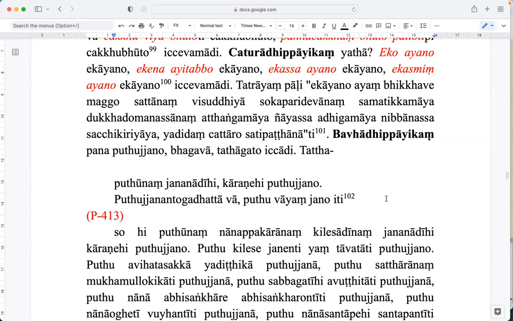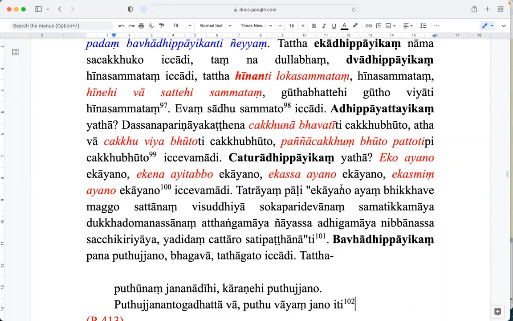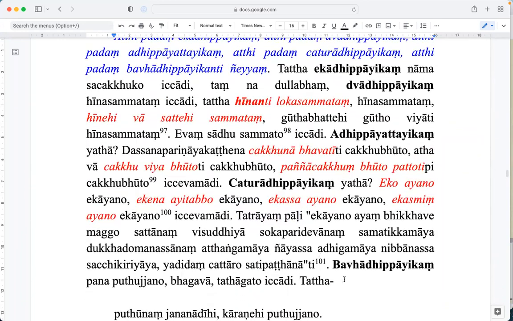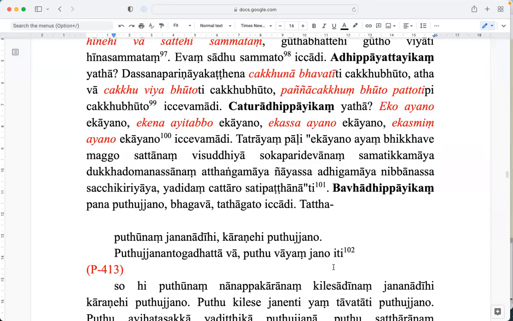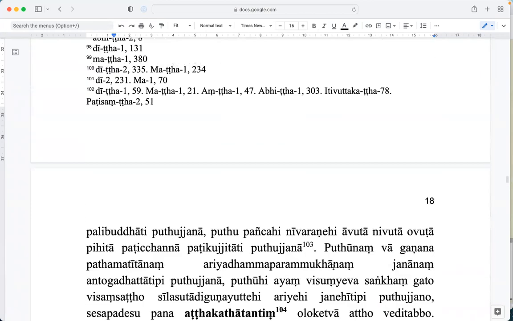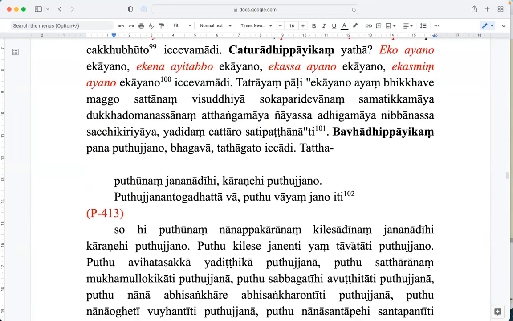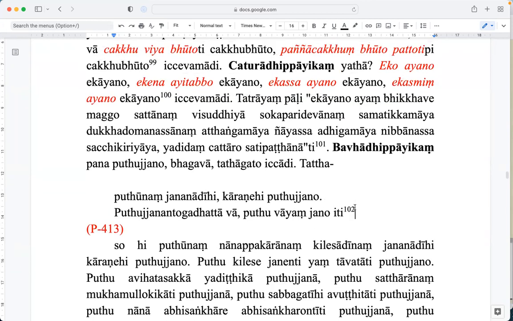Okay, so we finish the example which has four ways of explanation, or possibly can have four senses. Next one is Bhavadebhayika, the example which has many meanings. Okay, a long paragraph. Now it is already 1.5 hours, so next time we can continue that one. Let's stop here. All right. Sadhu, sadhu, sadhu. Thank you so much, Sayadaw. Welcome.